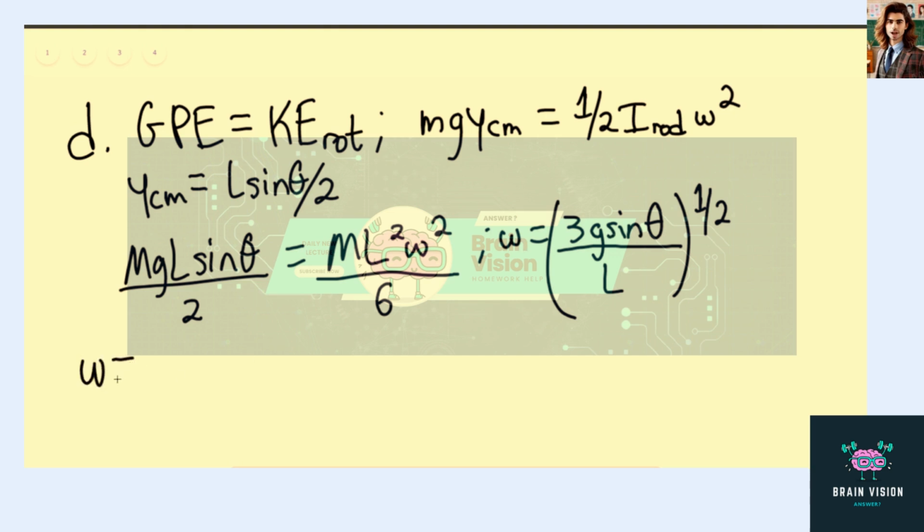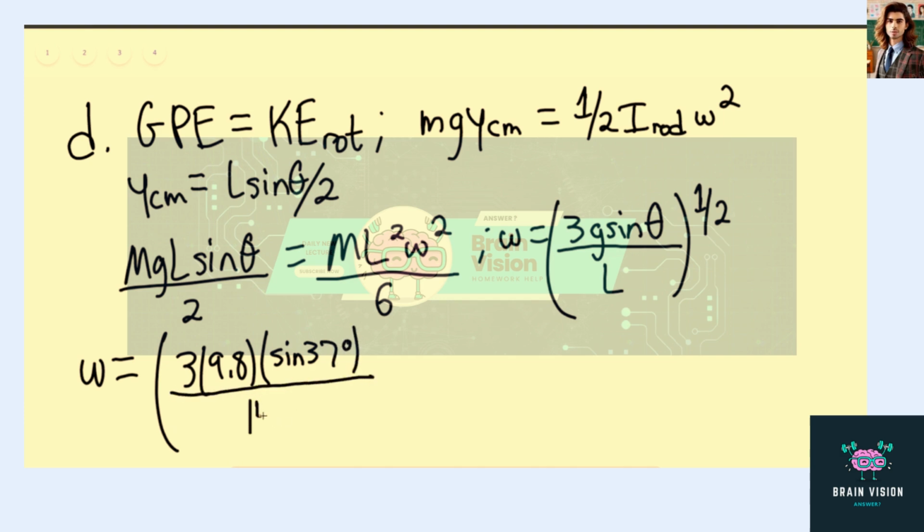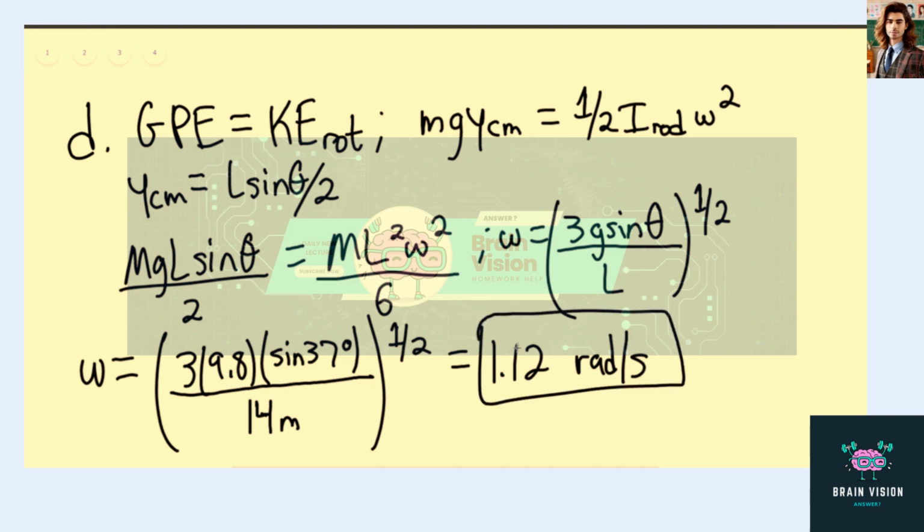So omega is equal to 3 times 9.8 times sine of 37 degrees divided by 14 meters, all to the 1/2 power. And we find that the angular velocity is equal to 1.12 radians per second. So this would be your answer for part D. We simply need to use the conservation of energy in order to find the angular velocity.